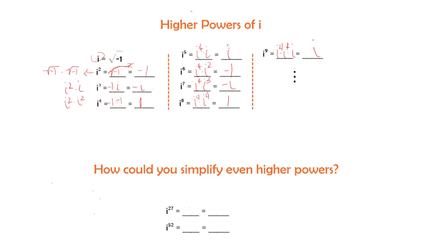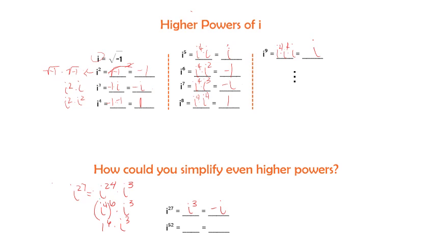So for I to the 27th, think of what's a number that 4 goes into. This would be like I to the 24th times I cubed. We all agree there. The reason that I chose 24 is because I to the 24th is the same thing as I to the 4th power to the 6th power. Power to power we multiply, times I cubed. Well, this would be 1 to the 6th power times I cubed. Really, that 1 to the 6th power is just 1, so this is the same thing as I cubed, or negative I.